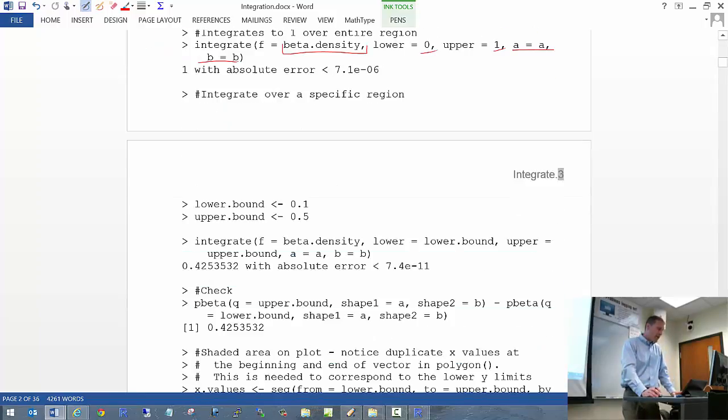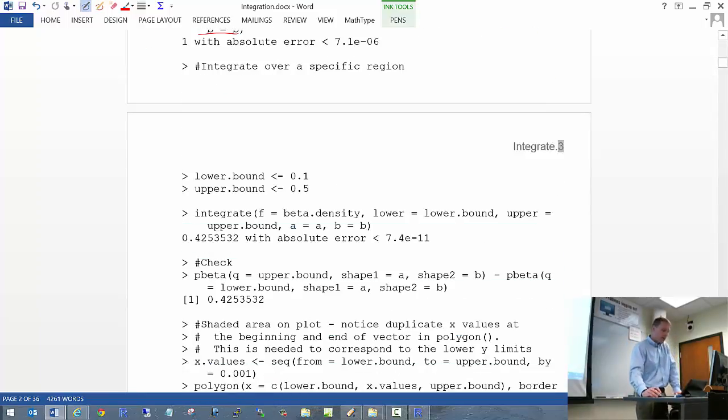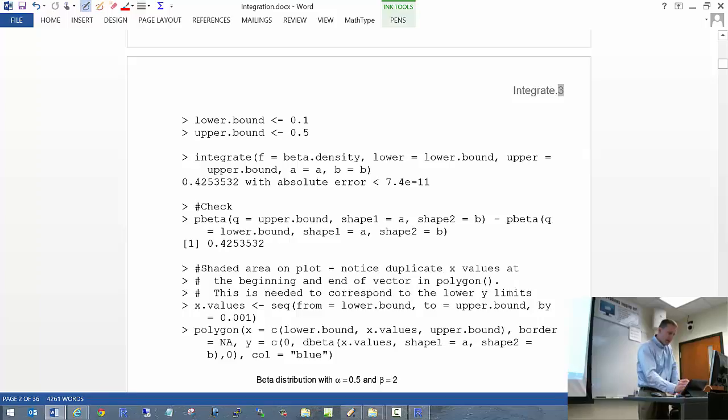Let's integrate over a specific region from 0.1 to 0.5. As you might expect, the code is just about the same, but on page 3 I replace lower and upper with the corresponding values, and I get a probability of 0.425, with a small error.